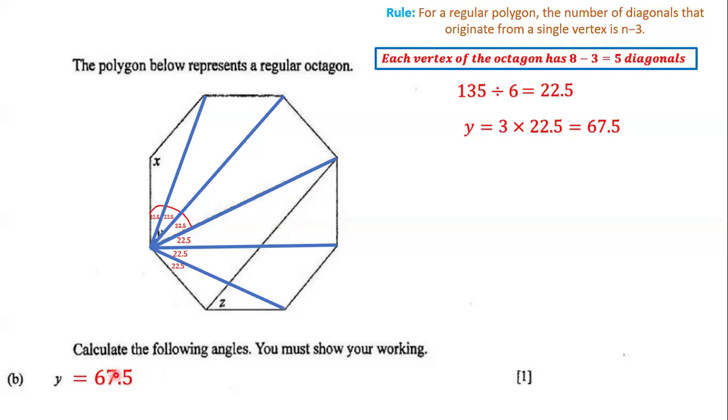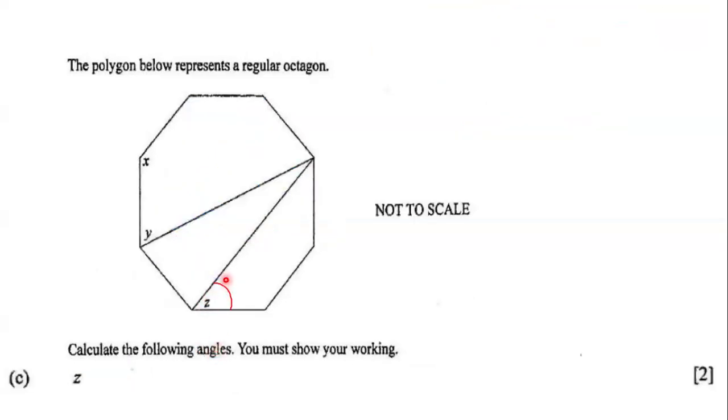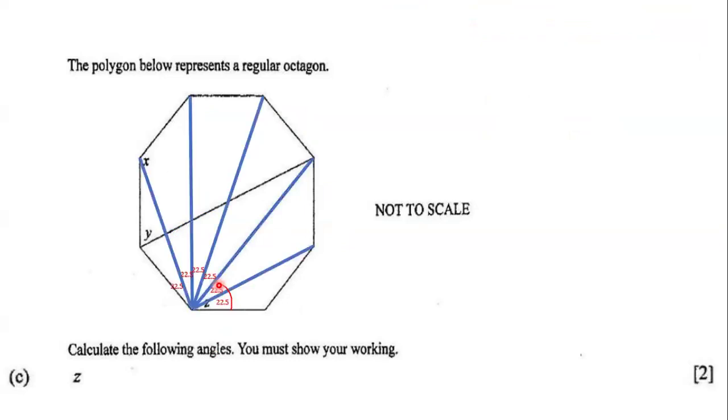Next, we need to figure out the size of angle Z. In order to do this, we're going to draw the diagonals again. Here is angle Z, and we need to draw the diagonals to help us figure out its size. So remember, at each vertex, we're able to draw 5 diagonals. This is 1, this is 2, this is 3, this is 4, and this is 5.